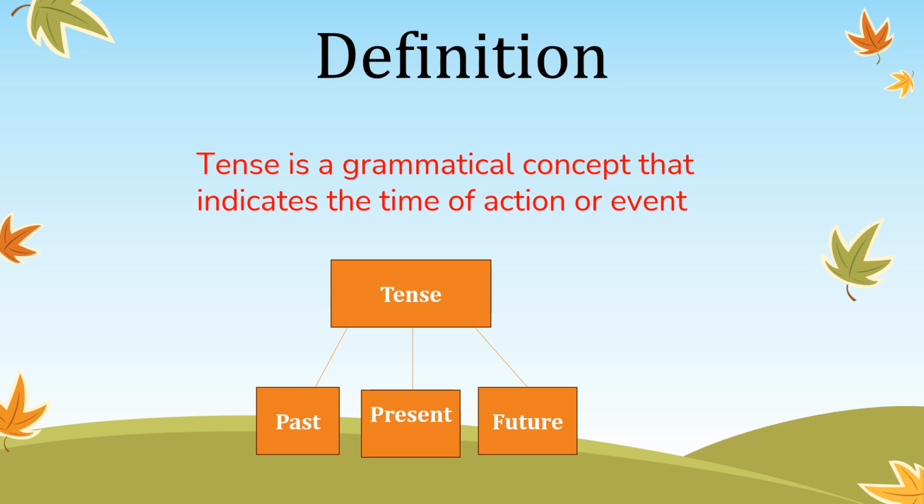Now, past. Past represents the action that happened earlier. Present means actions that are happening just right now. Future describes action that will happen later.